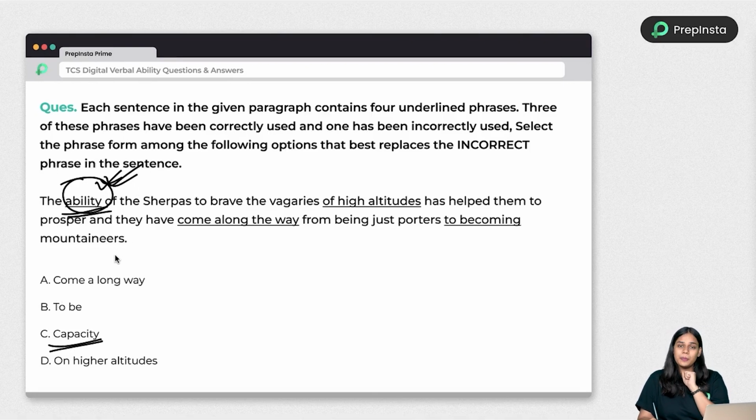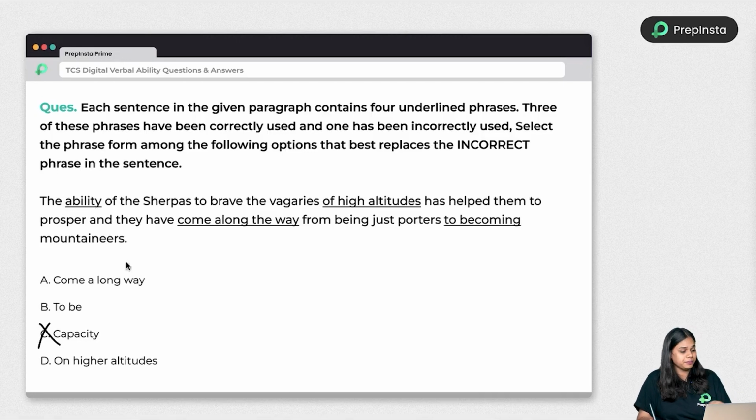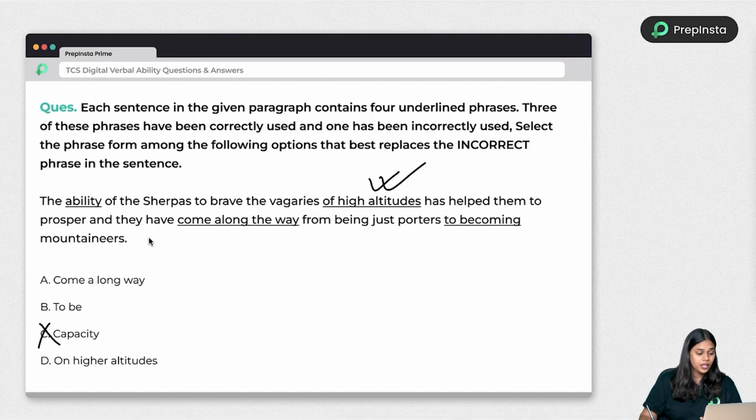So we are going to use ability, which is completely correct. So neglecting or eliminating option C from here. Brave the vagaries of high altitudes. Now, vagaries of high altitudes means the difficulty of high altitudes. We're not talking about higher because there's no comparison. So vagaries of high altitudes is completely correct. Has helped them to prosper and they have come along the way. Right now, come along the way is the incorrect part.